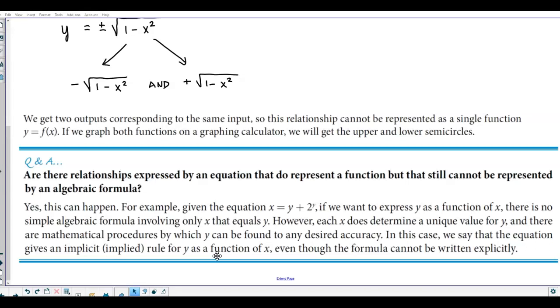In this case, we say that the equation gives an implicit and implied rule for y as a function of x, even though the formula cannot be written explicitly.